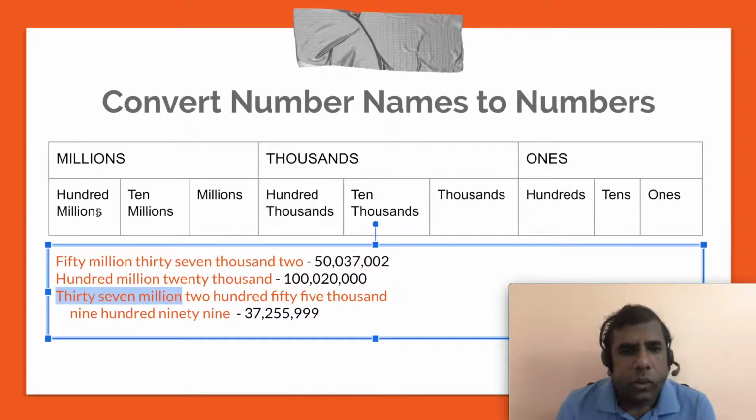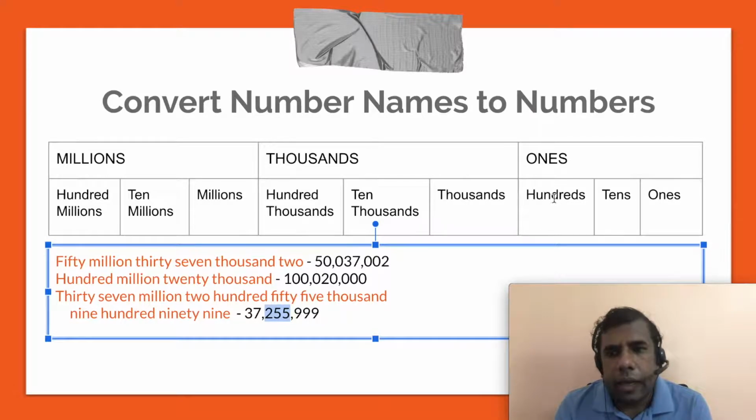Let's look at the last number here. 37 million. So the 100 millions place is going to be 0, the 10 millions will be 3, and millions will be 7. So 37 million. Then 255,000, so 255. And 999: hundreds will be 9, tens will be 9, and ones will be 9 as well. So the number is going to be 37,255,999. That will be the number.